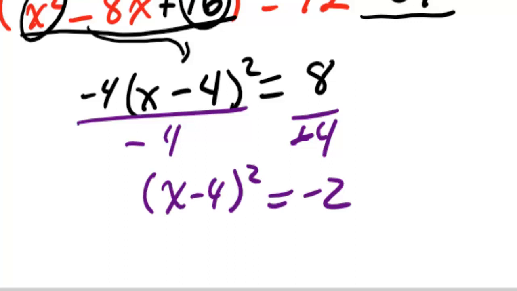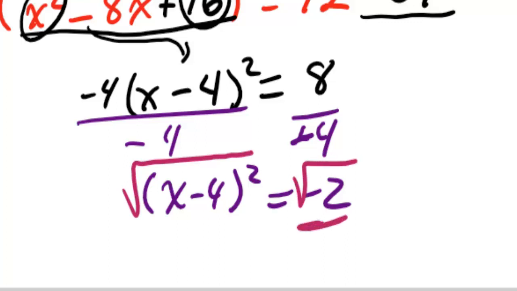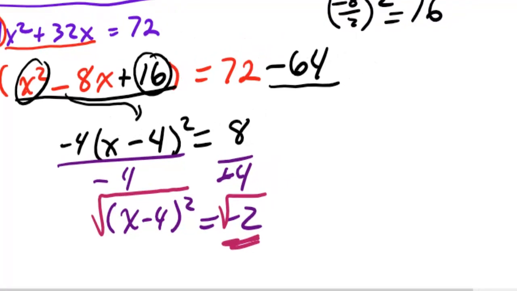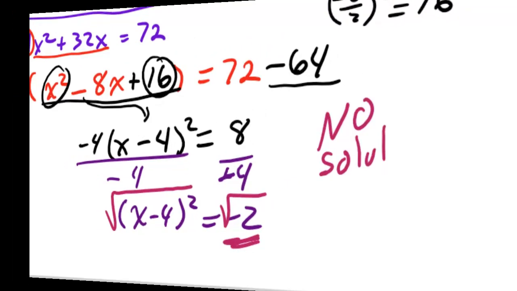And here's where we run into a little bit of a problem. When we go to take the square root of both sides, we're taking the square root of a negative over here, and the square root of a negative does not exist. Therefore, this problem has no solution.